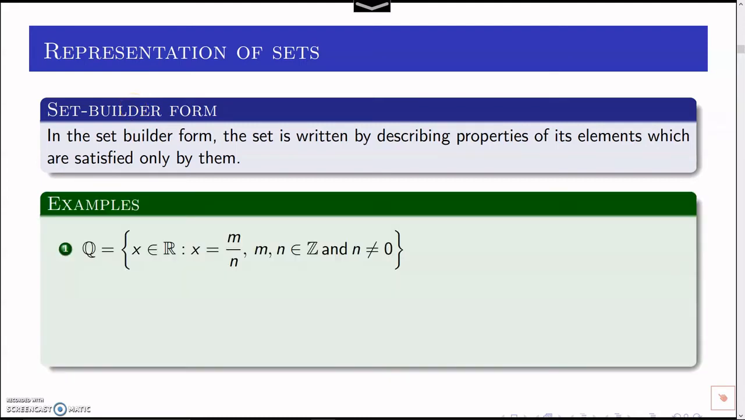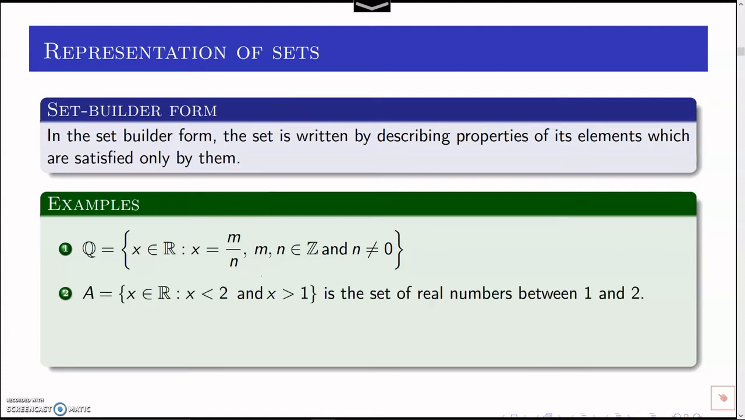For example, look at the set of all rational numbers: the collection of all real numbers x, the set of all x in R such that x is of the form m upon n, where m and n are integers and n is not equal to 0. So we give a property which every element from this set Q, that is the set of rationals, will possess. Here we do not explicitly write all the elements. So this is the difference between roster form and set builder form.